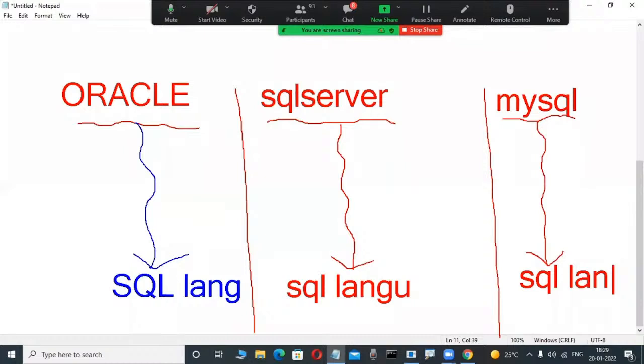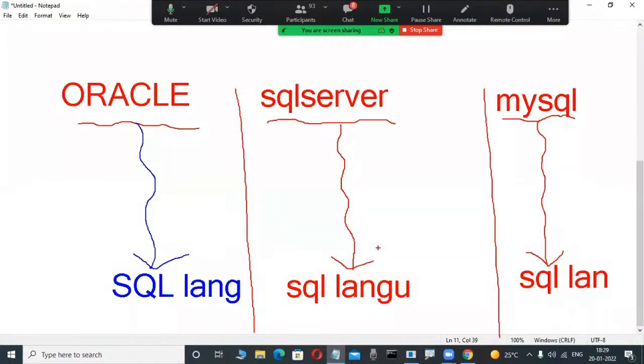Now what is my doubt? Many people attending this demo class have this doubt: are these SQL languages the same or different? Whether you work on an Oracle database in your system, your friend works on SQL Server, or another friend works on MySQL, all of you use the SQL language. But are these SQL languages the same or different? Only one answer is correct.